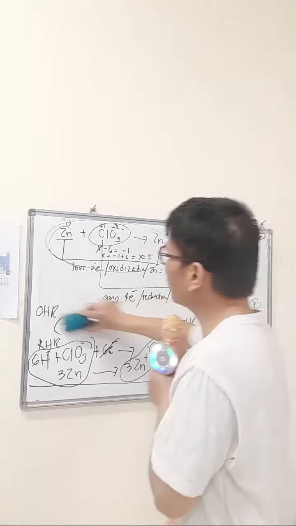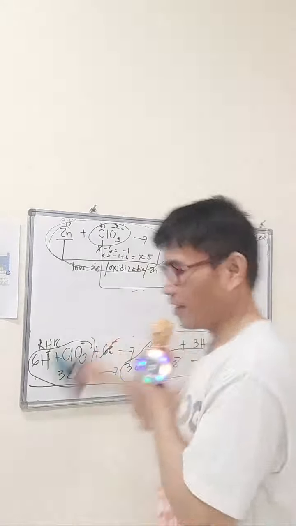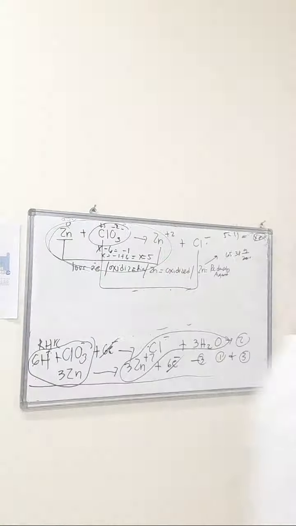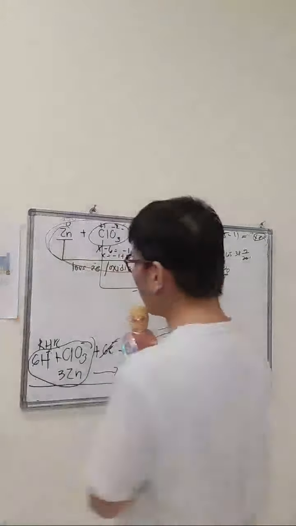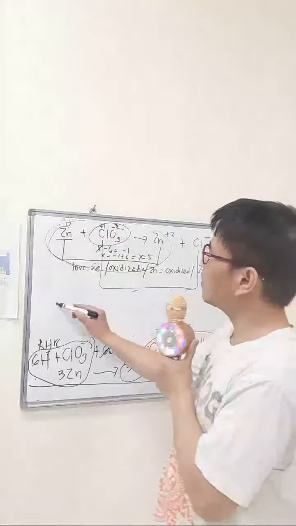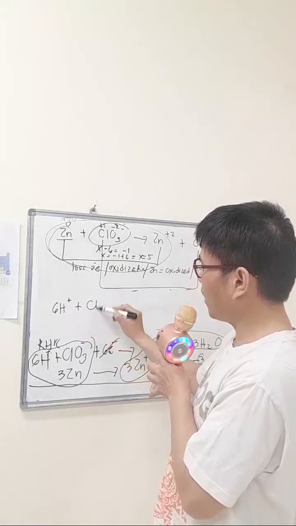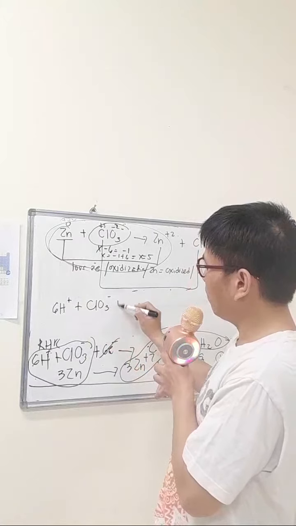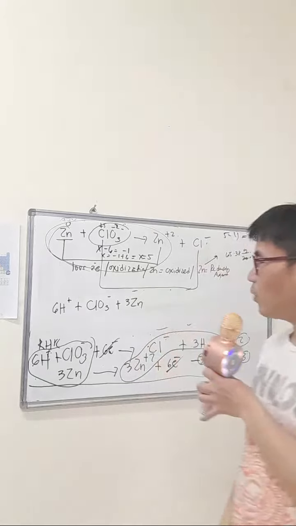Okay. What's going to be our final redox in acidic solution will be 6H positive plus chlorate negative plus 3 zinc. What is the atomic weight of chlorine?